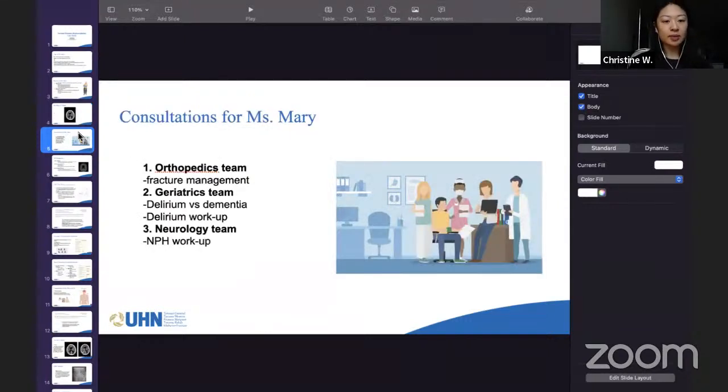So in terms of consultations, we consulted the orthopedic team for fracture management. We also have the resources and privilege of having a geriatric team with us as well, whom we consulted to determine whether or not it's delirium or dementia. I guess the family really thought that, given her age, she was progressing due to likely old age dementia, and thought this was all a normal process of aging.